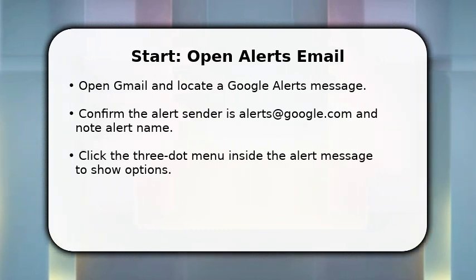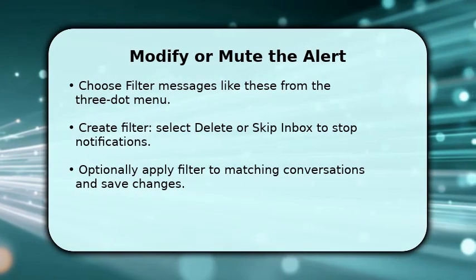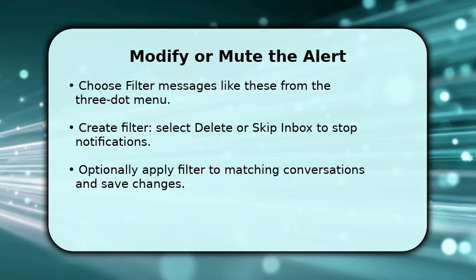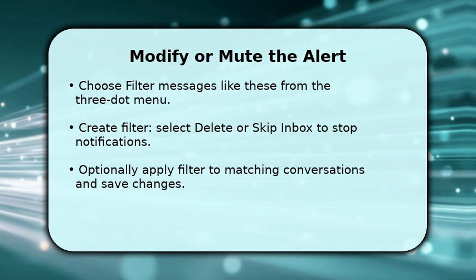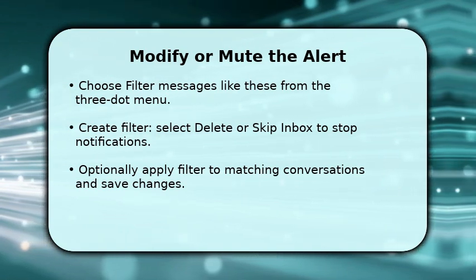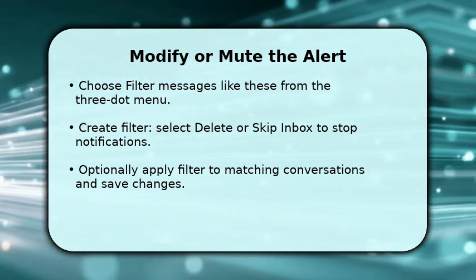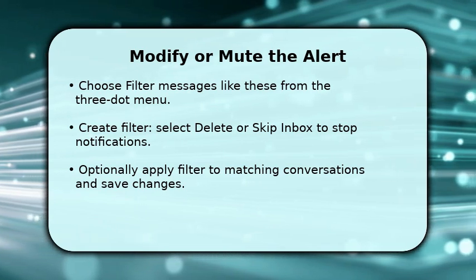You now create a Gmail filter to stop future alerts. After selecting filter messages like these, confirm the sender and subject match the alert name so you block the right feed. Then pick an action, delete or skip inbox, to stop emails from interrupting you.